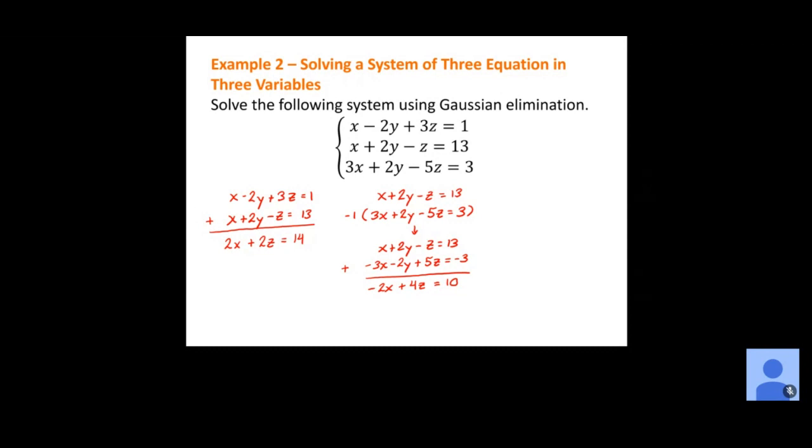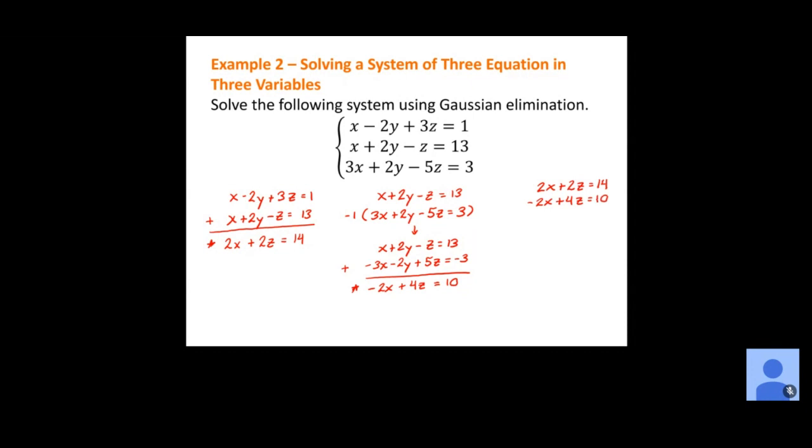Okay. Once we've done that, now we have two equations that are in terms of x and z. So now we can pair those equations together to try to eliminate another variable. So if we do that, right, I'm just going to write them over here. So we have our 2x plus 2z equals 14. And now we have our negative 2x plus 4z equals 10.